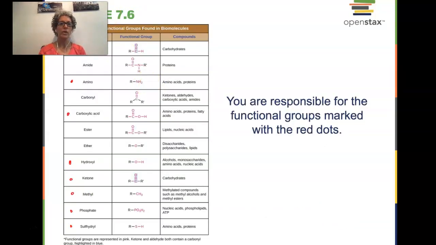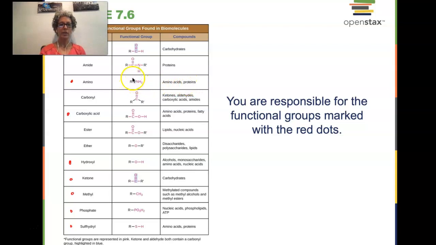My video recording is covering up the very first functional group. I've mentioned that you're responsible for the functional groups marked with red dots. So the first one is the aldehyde, because we have the carbon double bound to an oxygen, and the only other atom is an H, so that is the end of the molecule, and that is found in carbohydrates. The amino, we saw the ammonia was NH3. The amino functional group is NH2, found in amino acids, so that's in proteins.